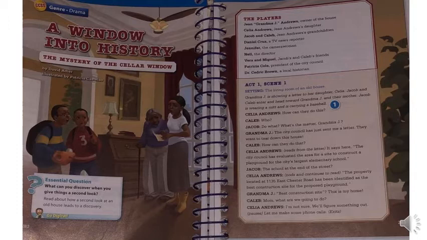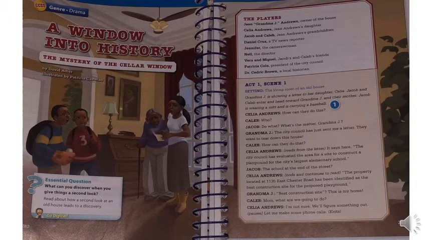All right, so here we are introduced to some of the characters. Let's look above and see who all of the characters are in this play. We have Jean Andrews, who is also known as Grandma J. She is the owner of the house. We have Celia Andrews, who is Jean Andrews' daughter. Jacob and Caleb, these are Jean Andrews' grandchildren. We have Danielle Cruz, a TV news reporter. Jennifer is the camera woman. Nell is the director. Vera and Miguel are Jacob's and Caleb's friends. We have Patricia Cole, who is the president of the city council, and Dr. Cedric Brown, a local historian.